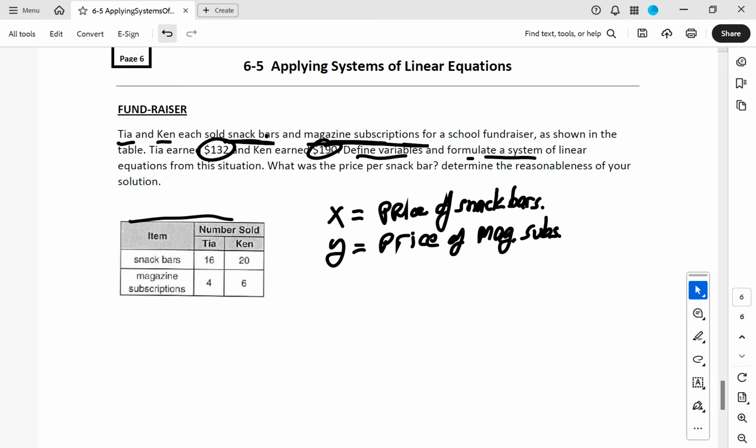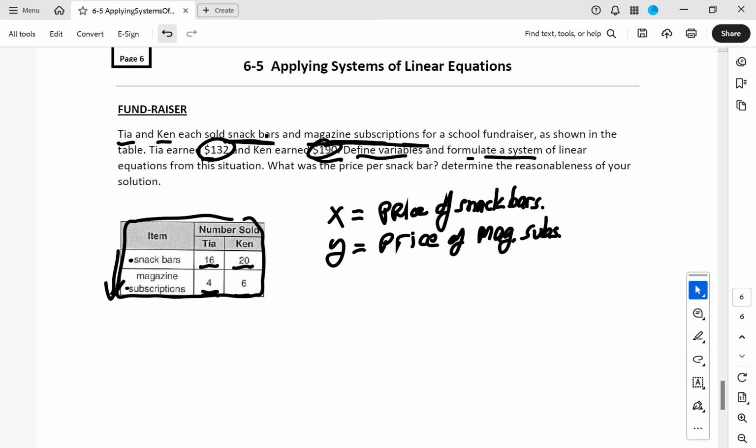Well, this tells us that Tia sold 16 snack bars and 4 magazine subscriptions, and Ken sold more of both, 20 snack bars and 6 magazine subscriptions. And he earned more money. It makes sense because he had sold more of these. So I think in this case, since we have snack bars and magazine subscriptions as the 2 things, it's sort of like we're going down this way. Let's make equations for each individual person.